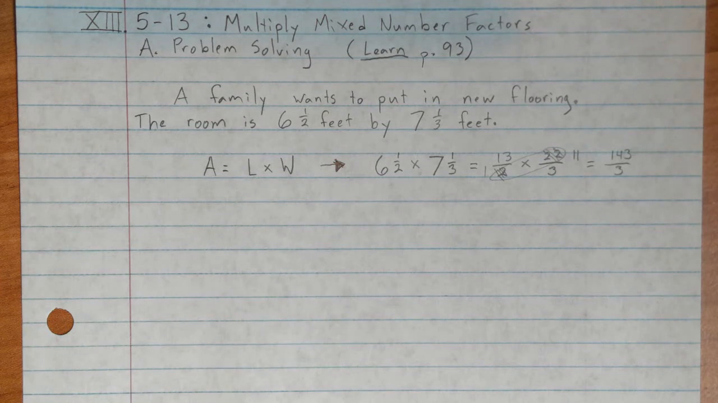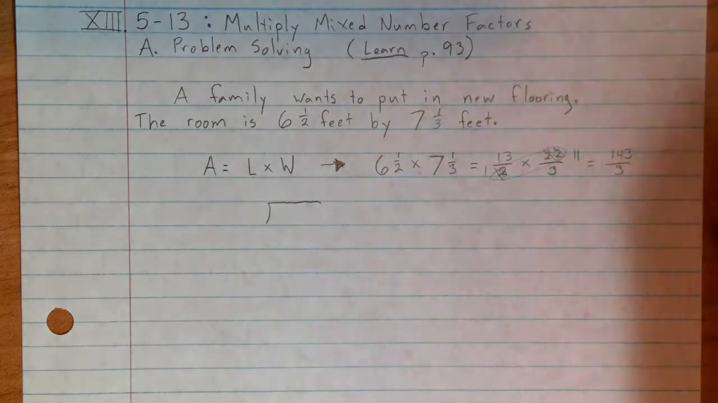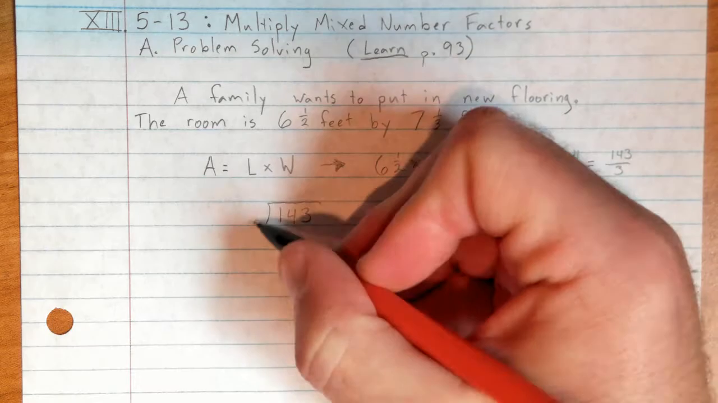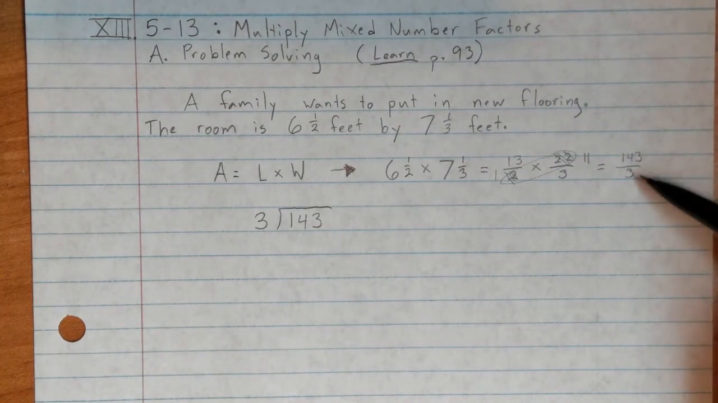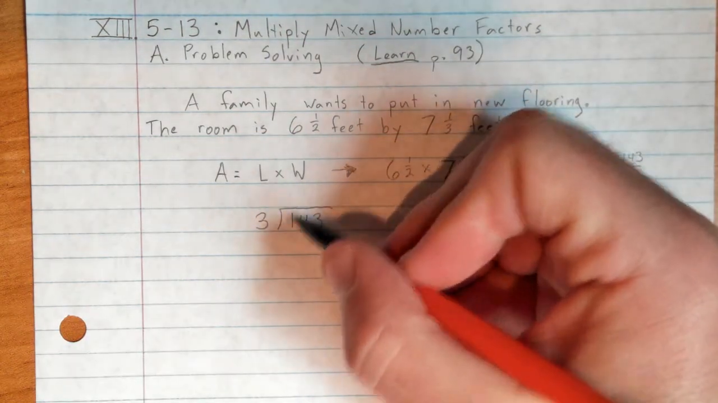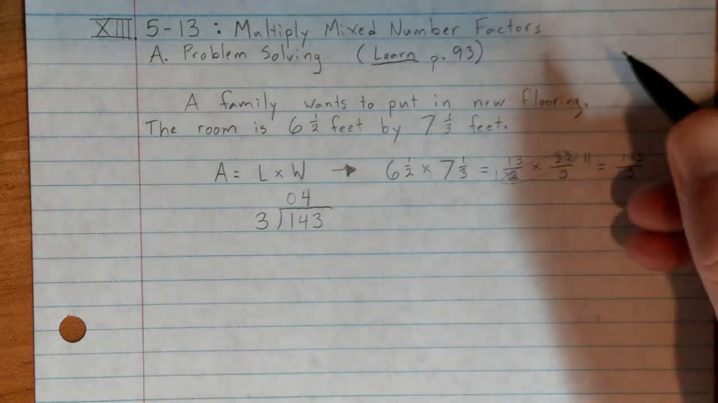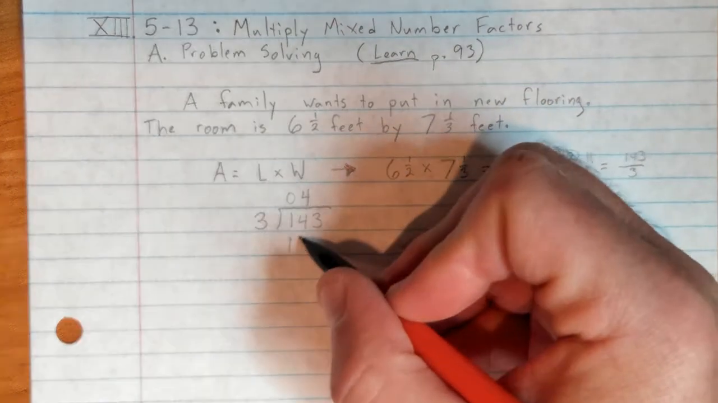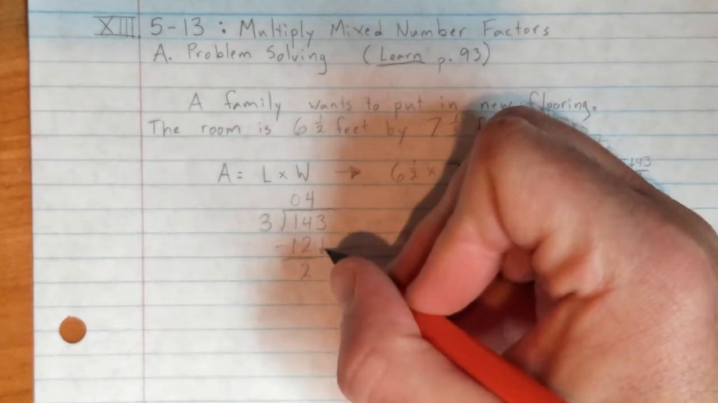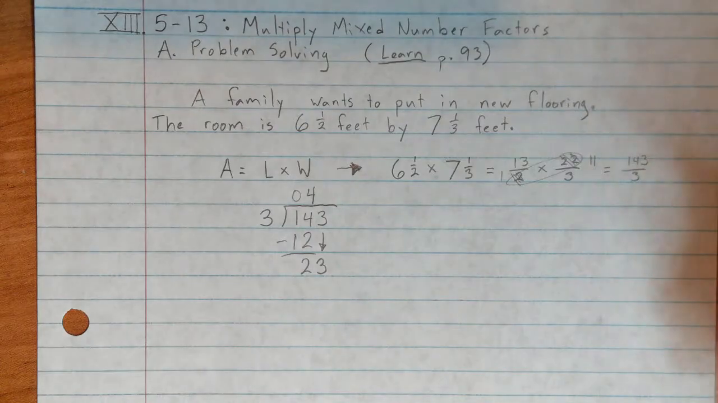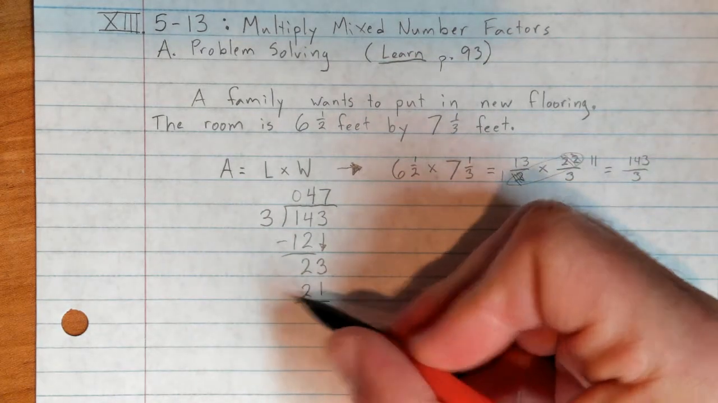Ugh. Can't do a whole lot with that. So, let's do some long division. 143 divided by 3. Remember, numerator divided by denominator. 3 will not go into 1, but it will go into 14. It'll go in about 4 times, not quite 5. 4 times 3 is 12. Subtract that out, get our difference, bring down the 3. Okay, 3 is going to go into 23 about 7 times. 7 times 3 is 21.